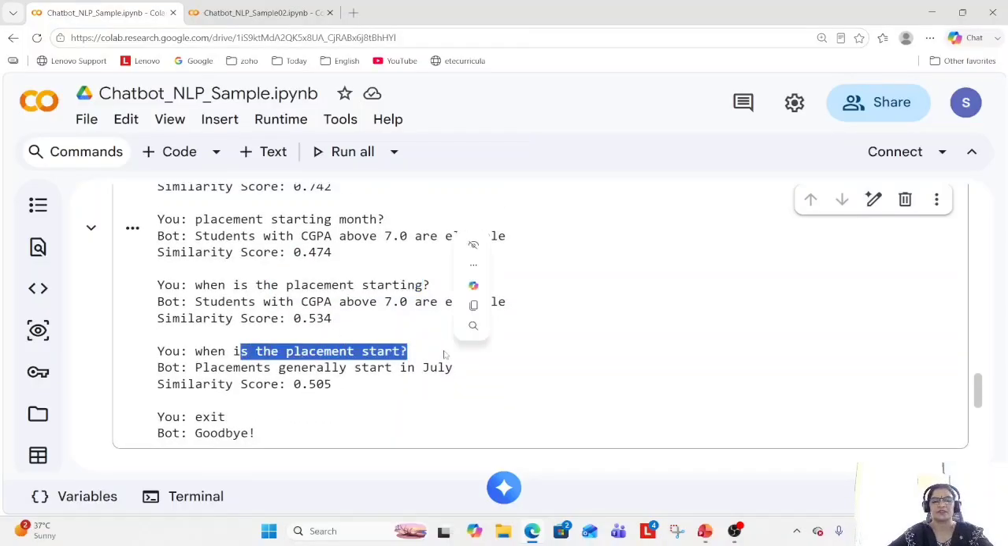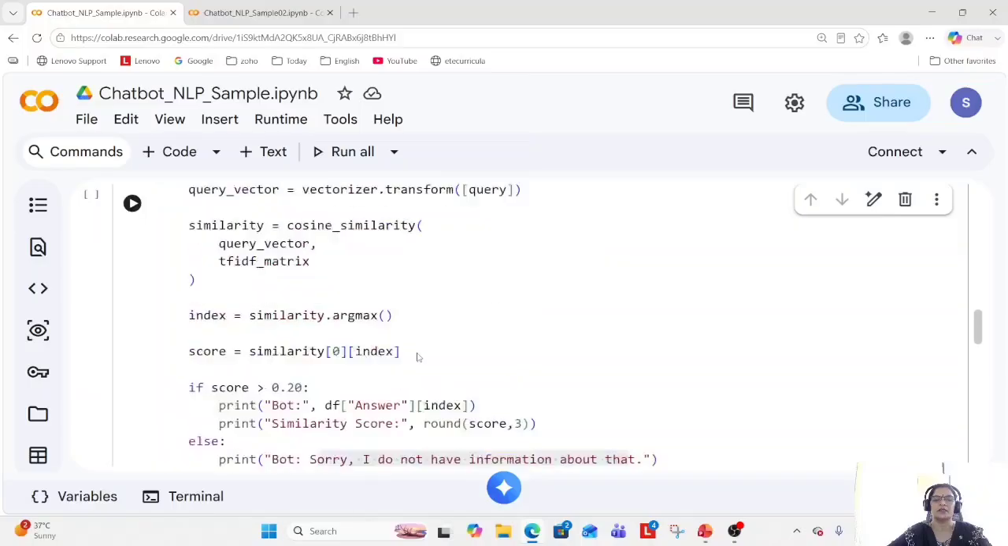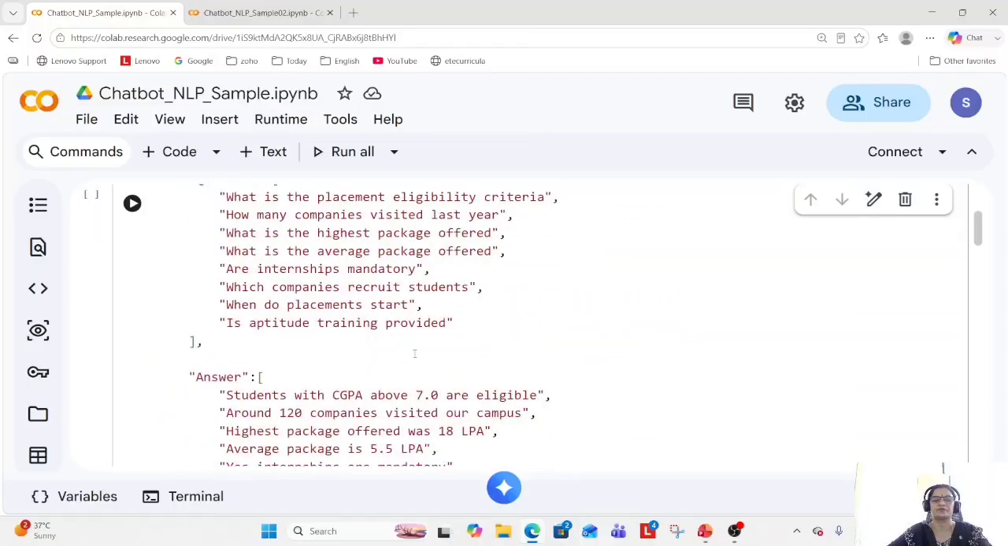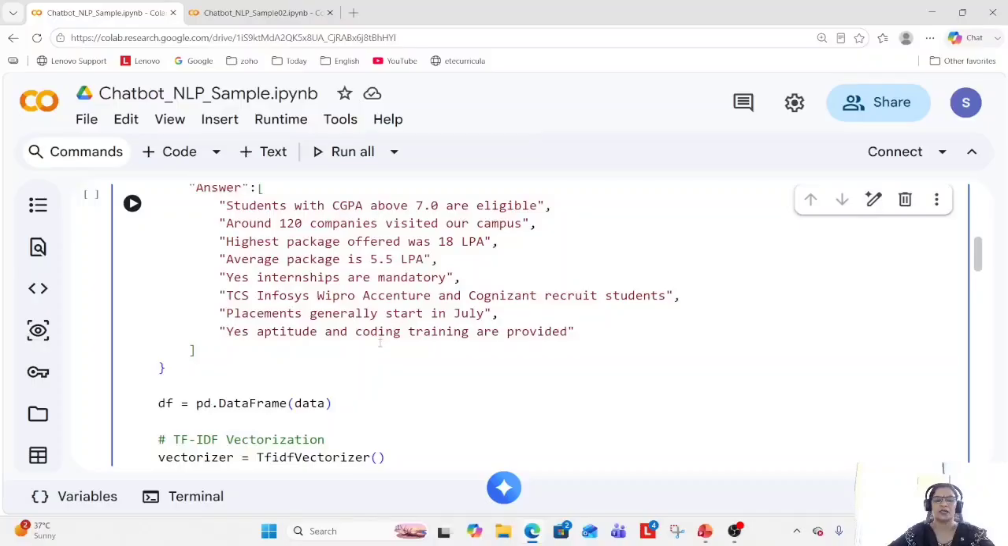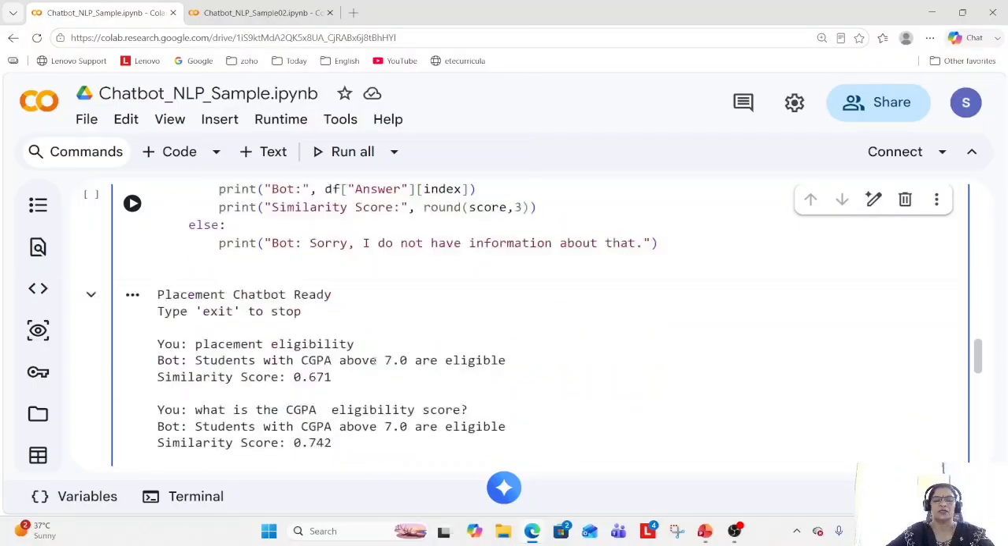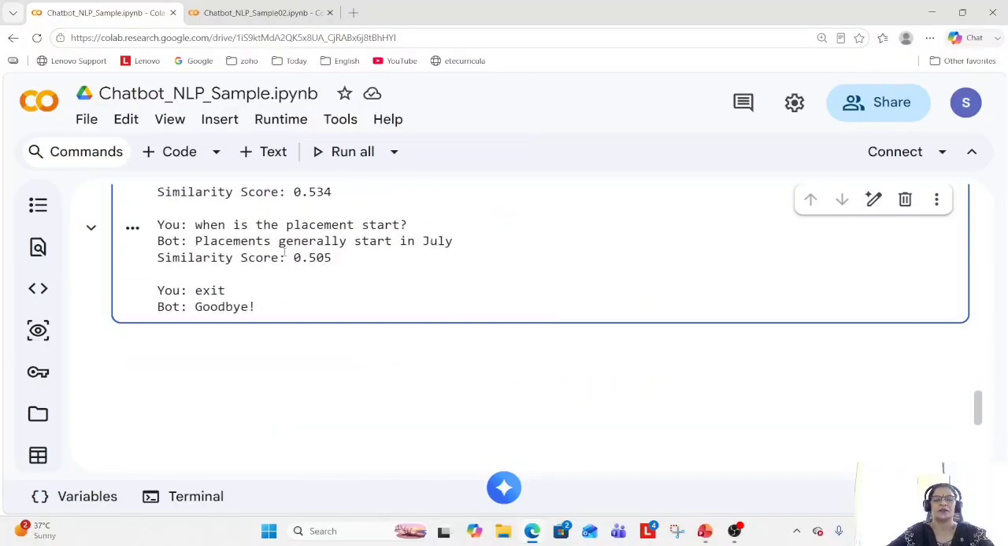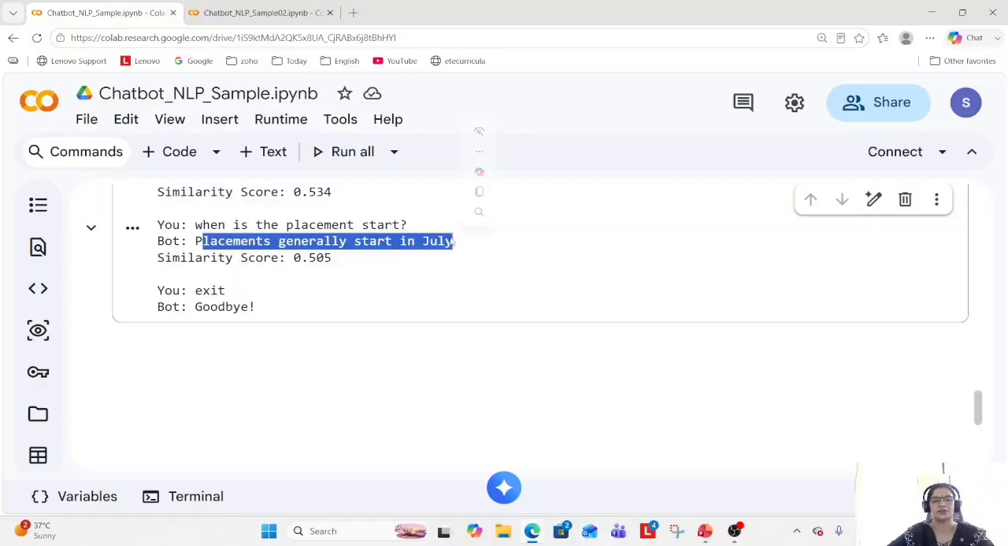Similarly, when is the placement start? The two words placement and start are available in the previous question, when do placement starts. So placement and start, these two words are available. So the chatbot replies with the relevant answer: placement generally starts in July. Now the answer is correct.